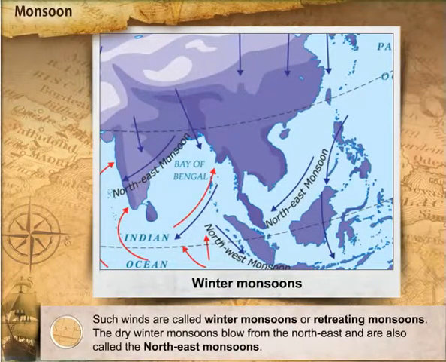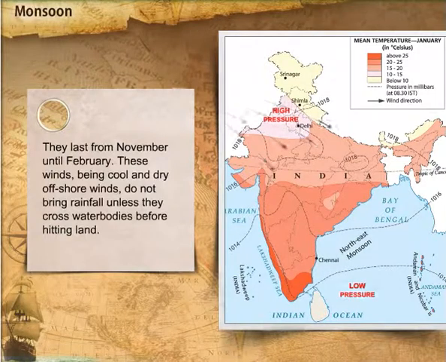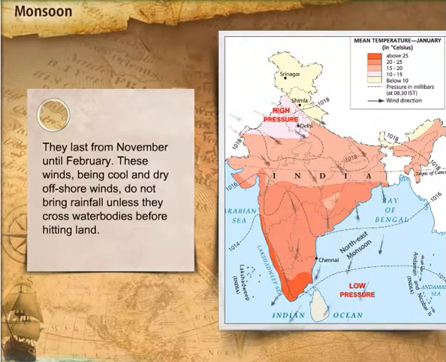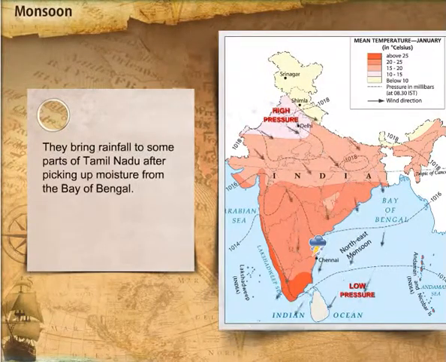Such winds are called winter monsoons or retreating monsoons. The dry winter monsoons blow from the northeast and are also called the northeast monsoons. They last from November until February. These winds, being cool and dry offshore winds, do not bring rainfall unless they cross water bodies before hitting land. They bring rainfall to some parts of Tamil Nadu after picking up moisture from the Bay of Bengal.